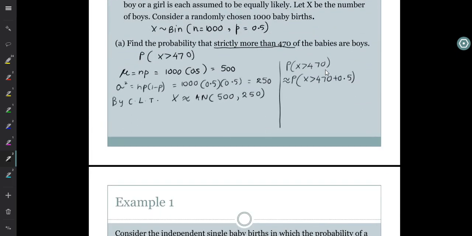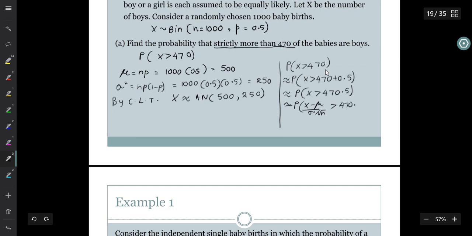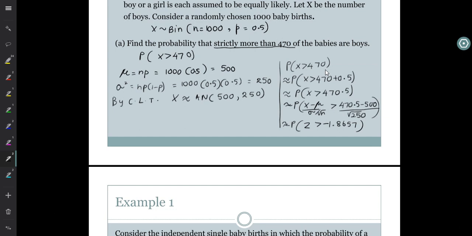So that will be the probability x greater than 470.5. Now we are going to standardize this one, which is x minus mu over the standard deviation. So that will be 470.5 minus 500 divided by the square root of 250. So that will be z greater than negative 1.8657. If you do the calculation, you will end up with z greater than negative 1.8657.